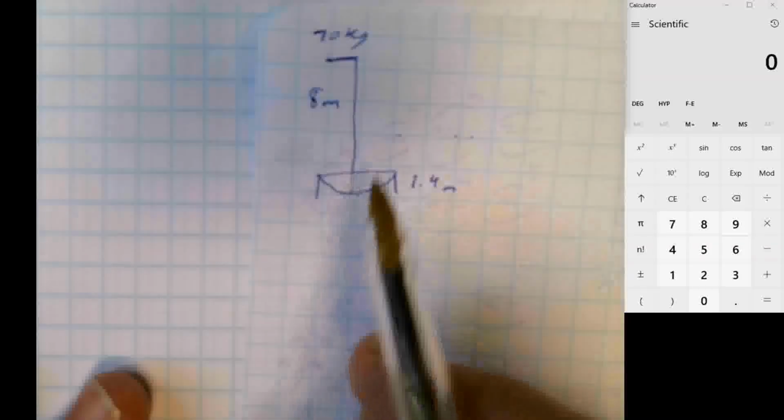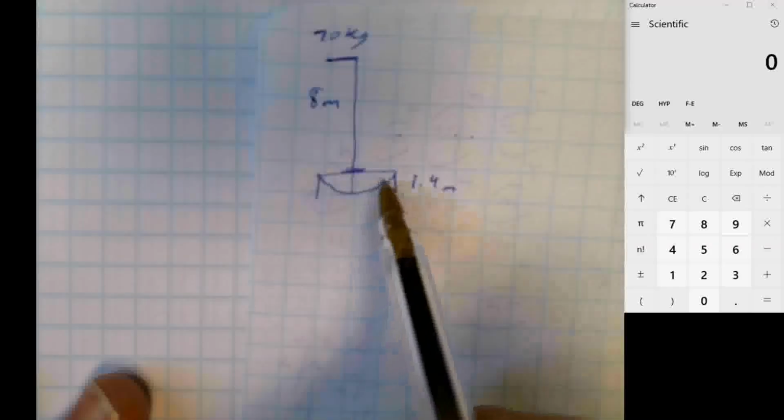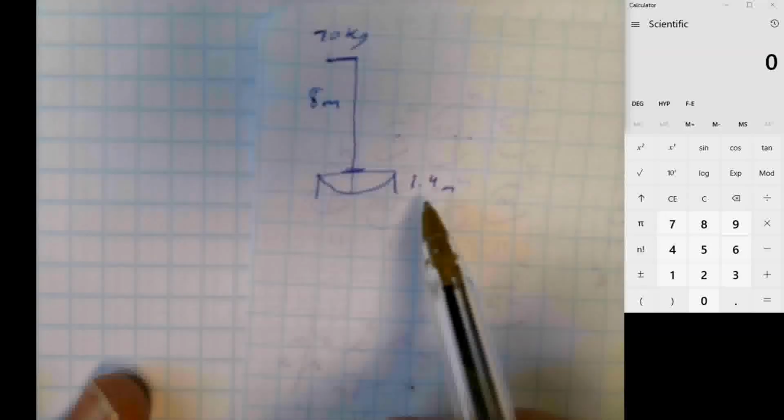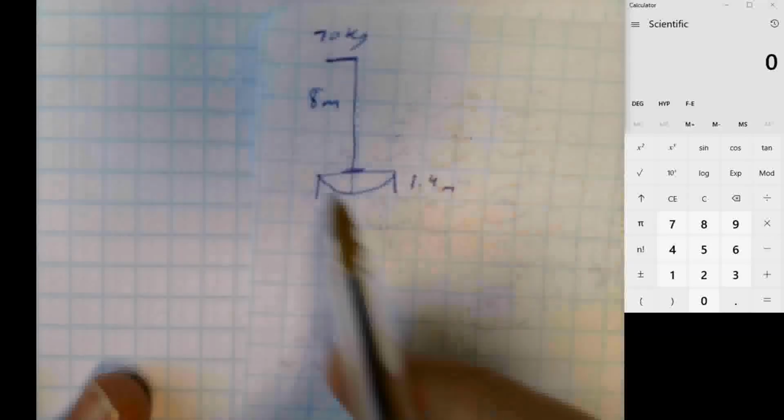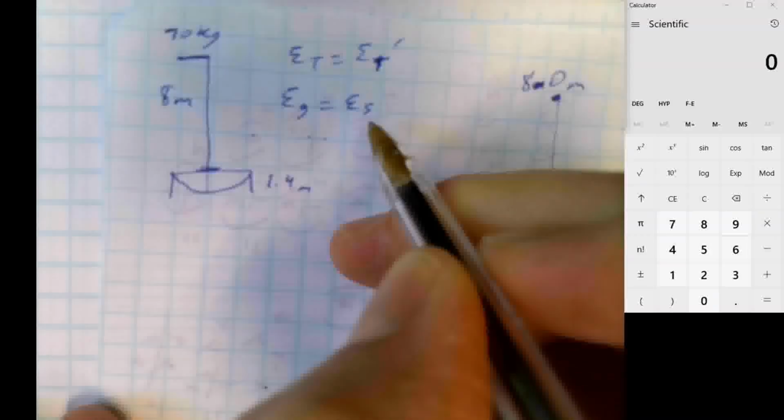And here's what the situation looks like. We have a person, they're 70 kilograms. There's a distance between them and the top of the net, which is 8 meters. The net stretches down, and it stretches down 1.4 meters. So this is our entire situation. Our energy before equals our energy after. So our energy before is totally gravitational potential energy. Our energy after is all spring energy.